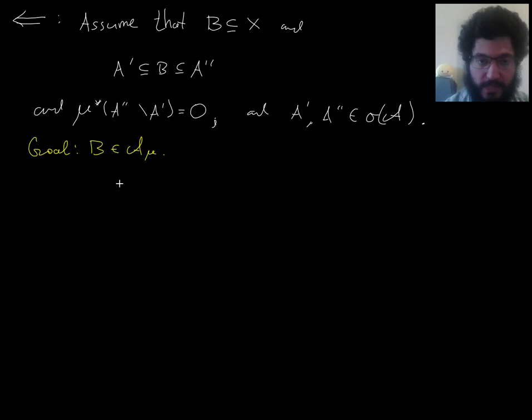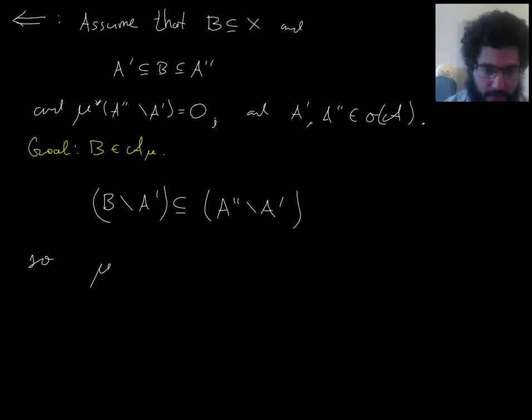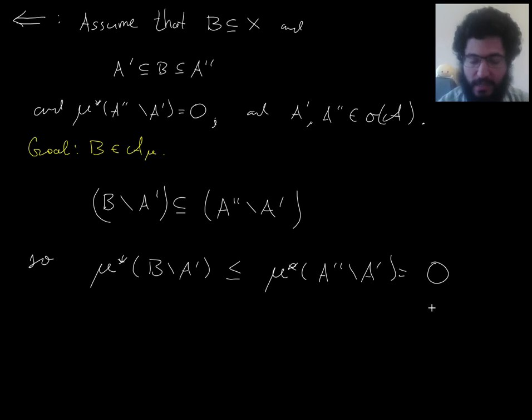Well, if B is a subset of A prime, then B delete A prime is a subset of A prime prime delete A prime. Right, since B is a subset of A prime, this is a subset of that. So, well, outer measure is monotonic, so outer measure of this is less than or equal to outer measure of that, which is hypothesized to be 0 here. Outer measure is non-negative, so outer measure of this is 0, right?